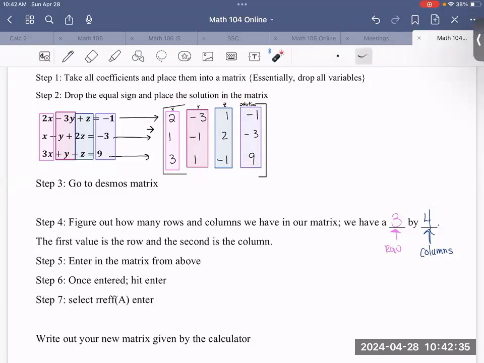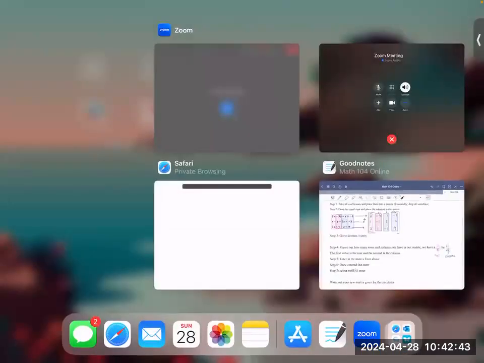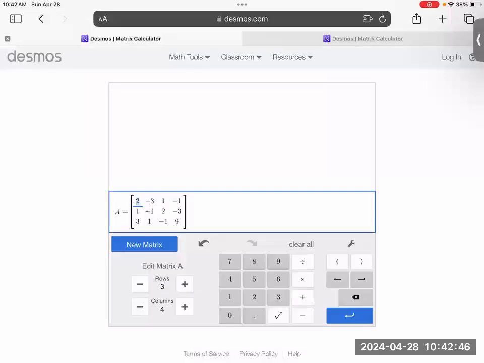So let's enter in your matrix above. We do have the remaining of the Desmos steps if you need it. Now I have already entered in our matrix, but down below where it says edit matrix A, if it's not showing, just hit the new matrix button and then use the plus and minuses to add and subtract your rows and columns. So we have a 3 by 4. We've entered it in. We want to double check that all of our values are correct. Otherwise, it's going to spit out the wrong answer.